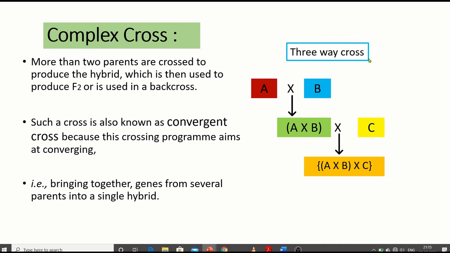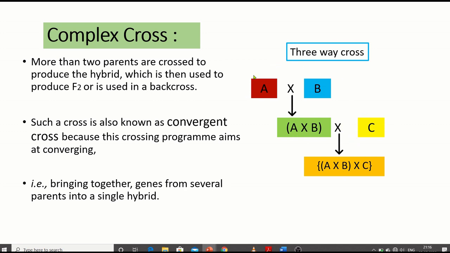When there is a three-way cross, it is also called a conversion cross, because we are going to transfer genes collectively from A, B, and C, if we are using these three parents. In a three-way cross, first of all there will be crossing between two parents A and B, which forms the cross AB, and then the F1 will be crossed with the third parent C.